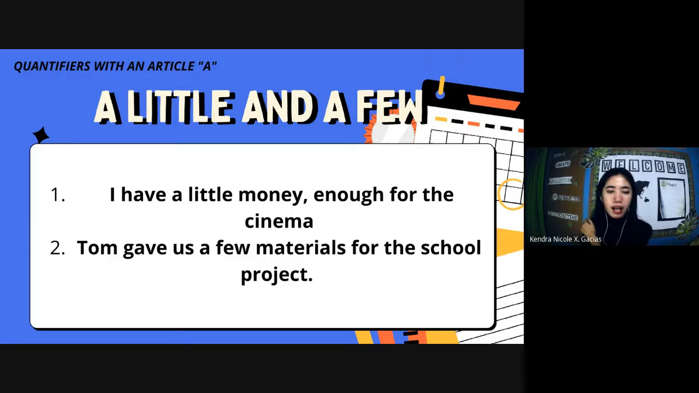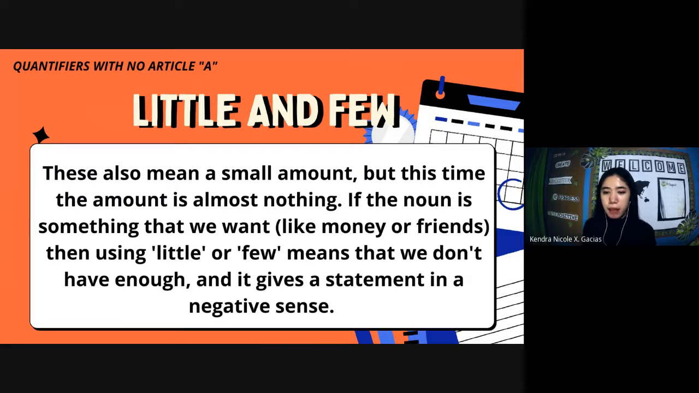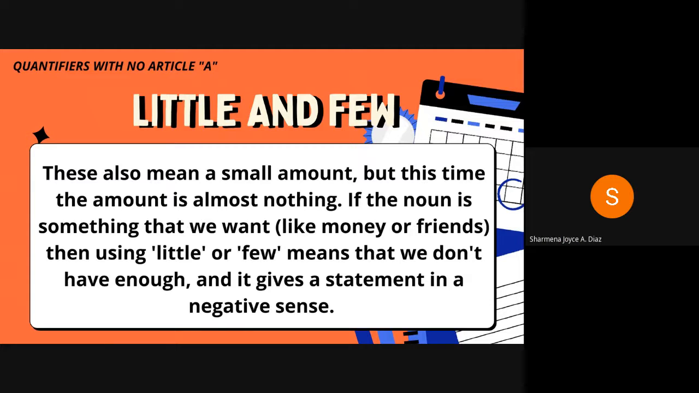Okay, so on the other hand, using quantifiers with no article, little or few, usually gives us a different impression. So let's try to know the reason why. Okay, Mena, will you please read the slide? Little and few. This also means a small amount, but this time the amount is almost nothing. If the noun is something that we want, like money or friends, then using little or few means that we don't have enough, and it gives a statement in a negative sense.